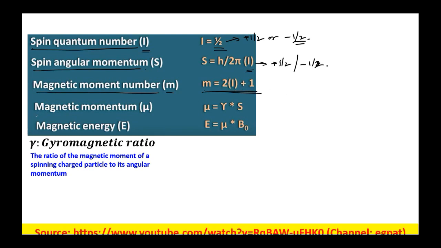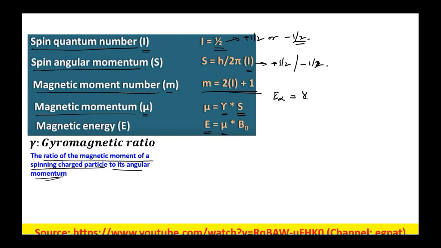Then magnetic moment mu is given by the gyromagnetic ratio. What is the gyromagnetic ratio? It is the ratio of the magnetic moment of a spinning charged particle to its angular momentum, multiplied by the spin angular momentum. Then magnetic energy E is equal to mu multiplied by B0. Now for E alpha, it will be mu, that is gamma S.